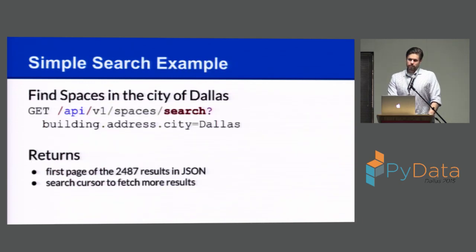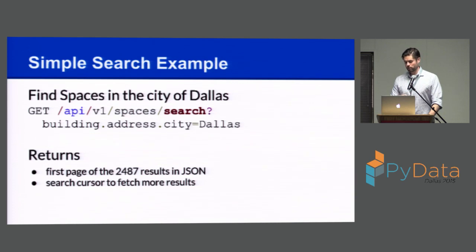So let me give you a very simple search example. If you're going to write code on this, after you do import requests in Python, how are you going to get your spaces? Well, let's say you want to search Dallas. It's just API v1 spaces search, and then you pass in building.address.city is Dallas, right? And then this would return to you the JSON payload, the first page of the entire payload.